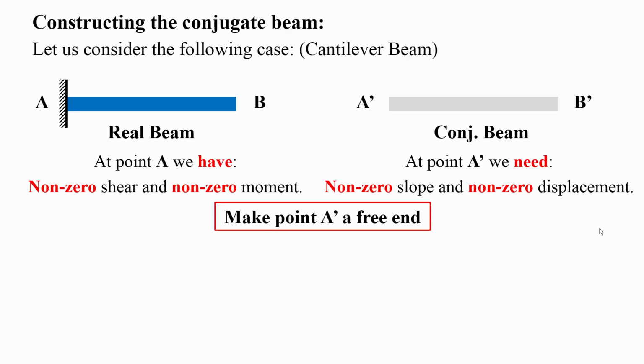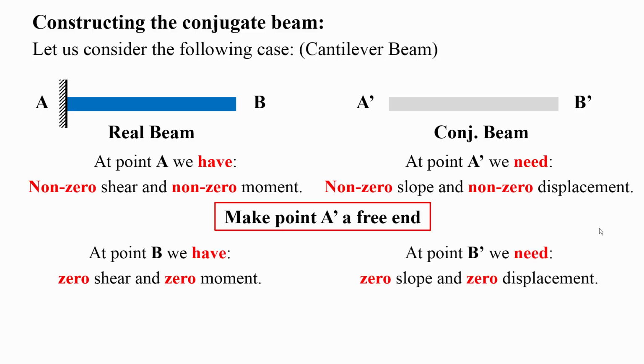So what you need to do is make the point A prime a free end. Now let's take a look at point B. At point B we have 0 shear and 0 moment, because point B is basically a free end. So what do I need at B prime?